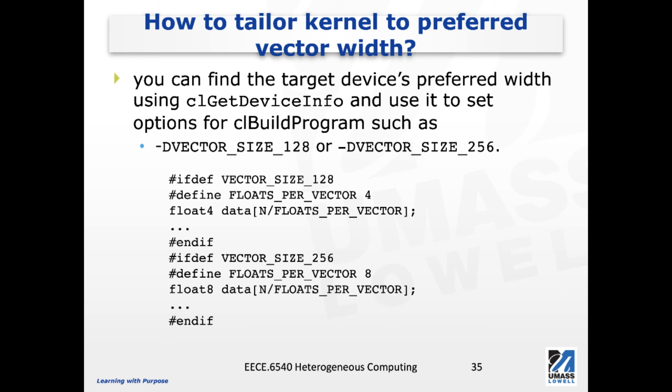Now, because we can find that devices may prefer different vector widths, what we can do is use clGetDeviceInfo and use the information that we obtain from this preferred width to set options for clBuildProgram. For example, based on the vector size, we can say that we will define a floating point vector of 4 if the preferred size is 128. Otherwise, we'll define a float8. That means we have a vector of 8 floating point numbers if the vector size is 256.